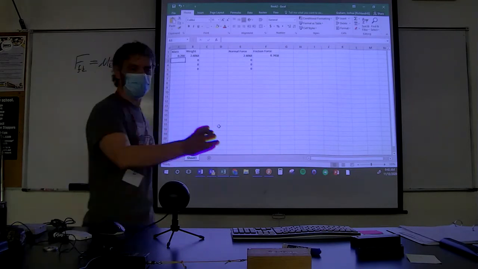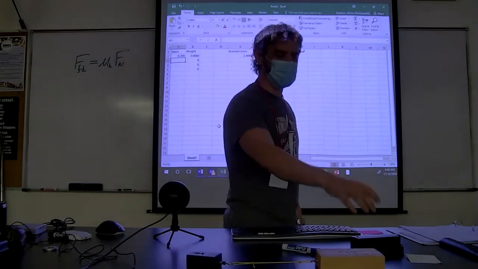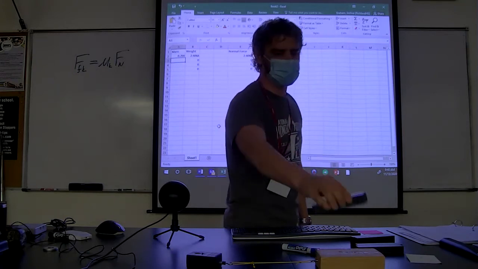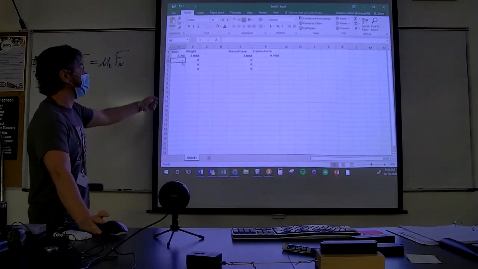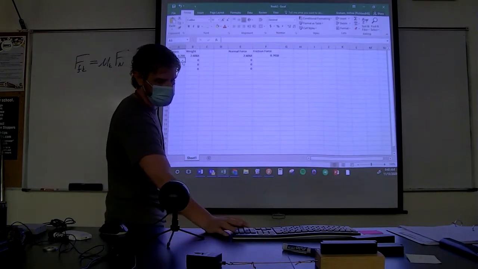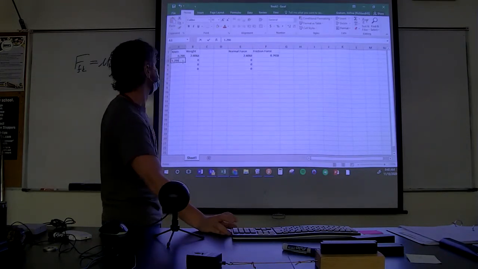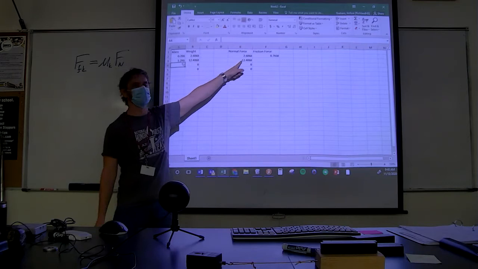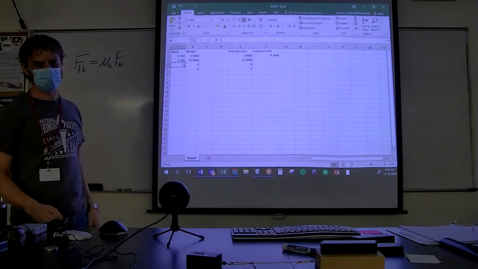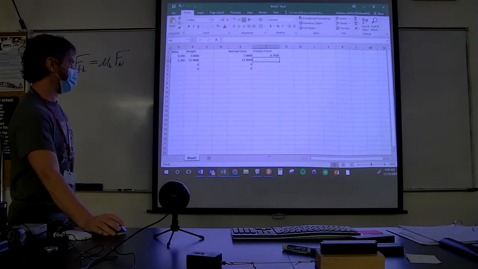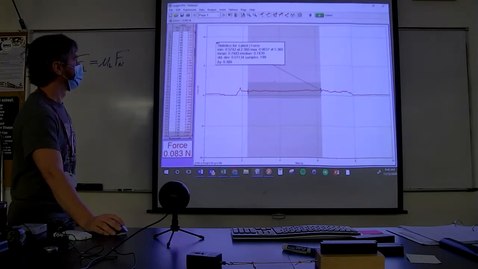Now I'm going to do the trial again, but I'm going to change the normal force. I'm going to add 1 kilogram of mass onto the block. So if I add 1 kilogram of mass to 0.266 kilograms, I get 1.266. And when I hit enter, these adjust accordingly, so I don't have to do anything else. I don't have to do any calculator work. Excel does it for me. And then I just measure the next trial. I just do it again.